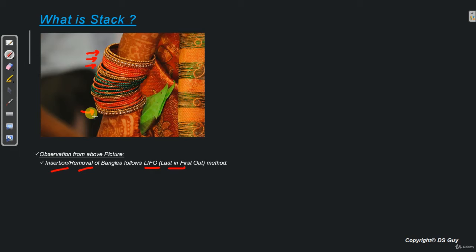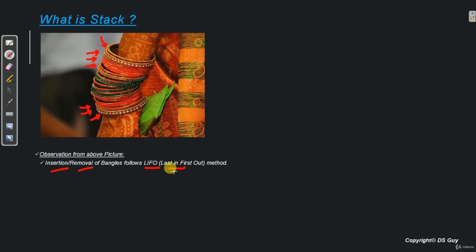Now if you want to remove these bangles, do you think that we can remove this bangle first? No. We have to remove the last bangle, then the second last bangle and so on, till we get to the first bangle, and only then the first bangle can be removed. So whichever bangle came in last needs to be removed first. In this case this bangle came in last and needs to be removed first, only then the rest of the bangles can be removed from the hand. So this property is called the LIFO property, that is last in first out.